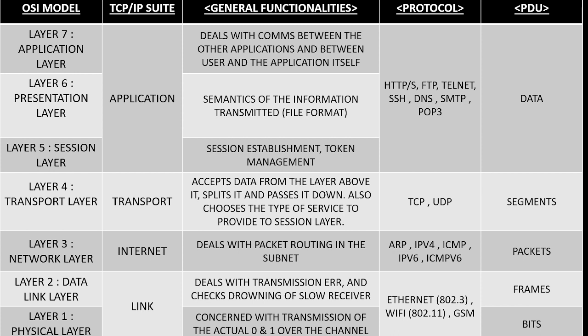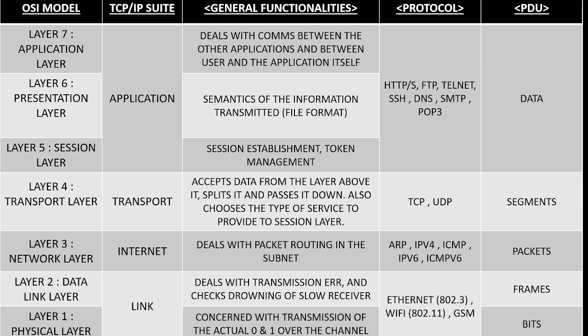Starting from layer 1, layers 1 and 2, which are the physical and data link layers, are compiled together, and in the TCP IP suite this is called the link layer. The layer 3 network layer is called the internet layer. The transport layer has the same name. And very interestingly, layers 5, 6, and 7, which are the session, presentation, and application layers respectively, are compiled together, and in the TCP IP suite they are called the application layer.